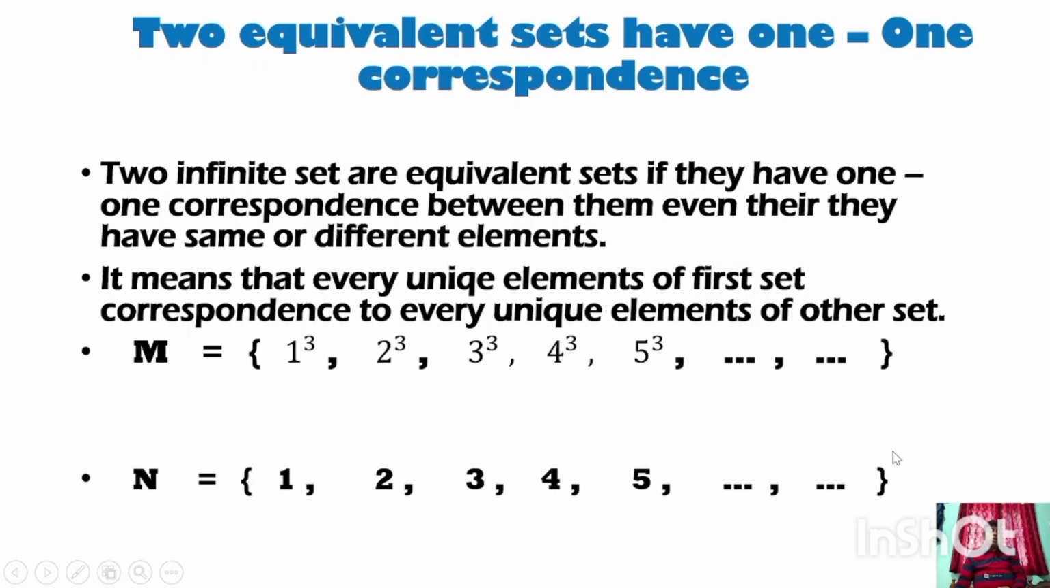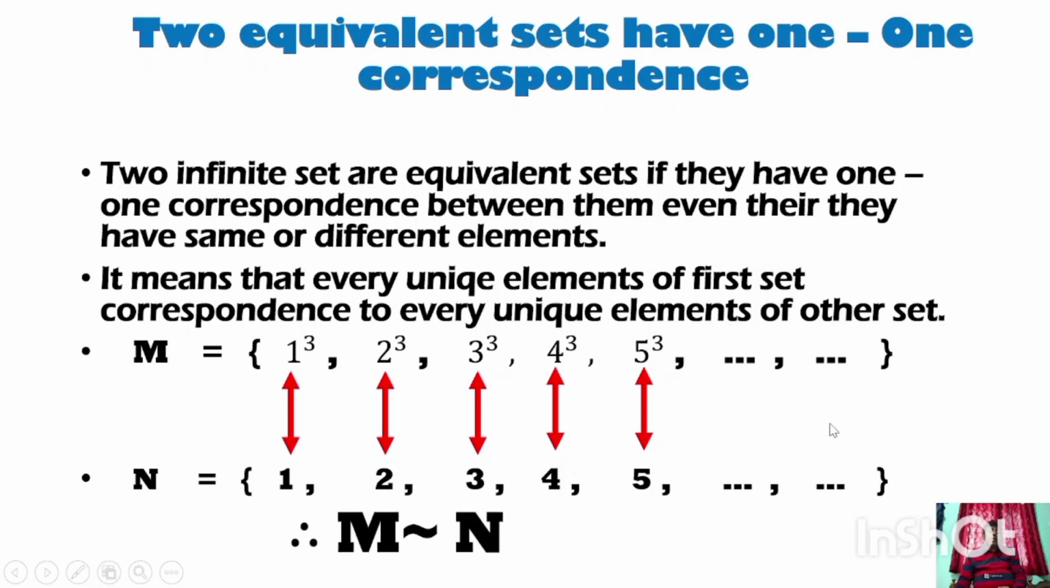Look here, every element in the set M is assigned to a unique element in the set N. Here 5 is assigned to 5 cubed. So every unique element is assigned to a unique element in the set N. We can say the set M is equivalent to the set N. Even two infinite sets are said to be equivalent.